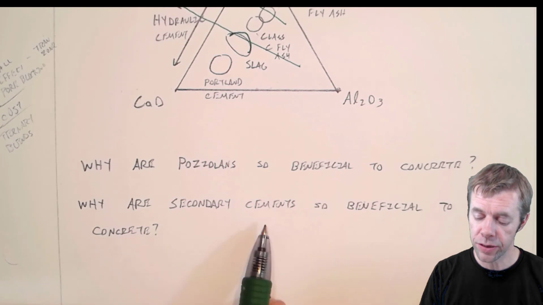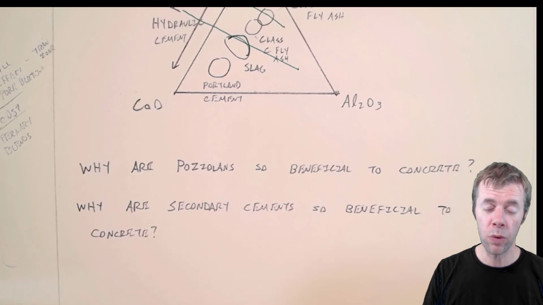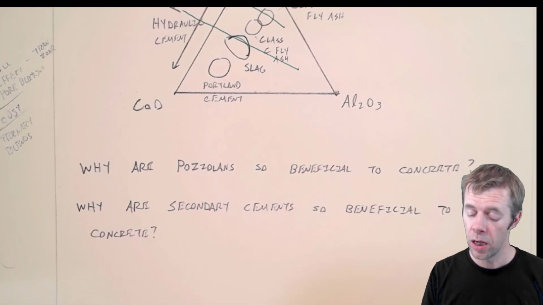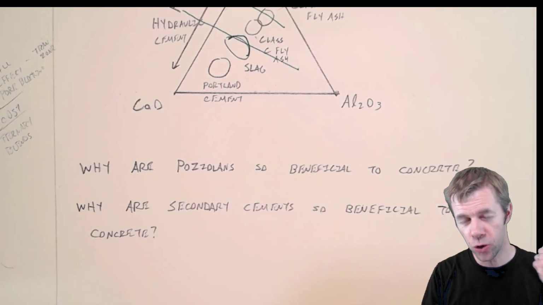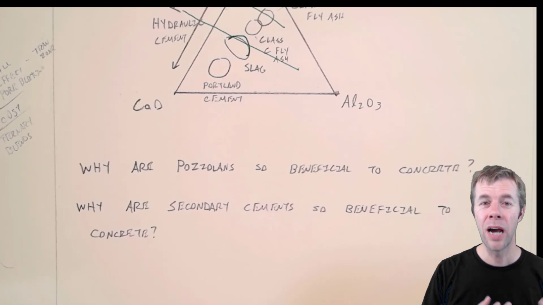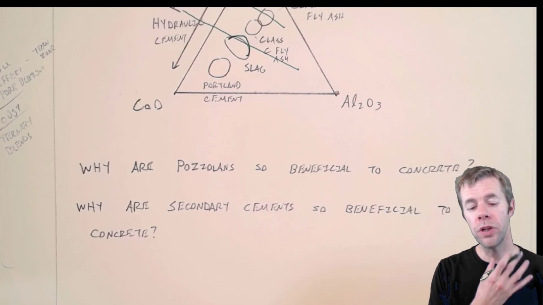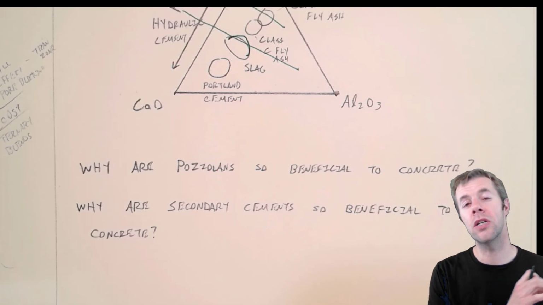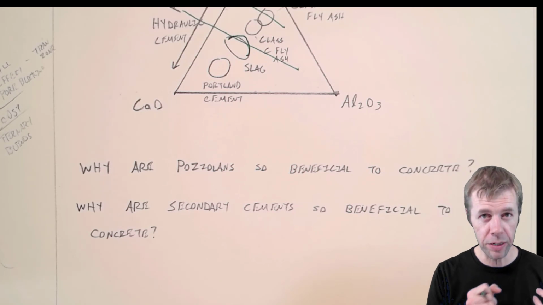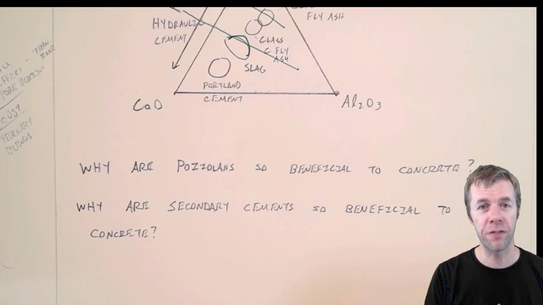So I said, why are pozzolans so beneficial to concrete? And why are secondary cements so beneficial to concrete? Well, property-wise, the pozzolans are great because they consume your calcium hydroxide, the stuff that you don't really need. I mean, I call it the human shield of concrete, right? You don't need it as much. You can lose some of it just fine, no problems, and produce more of the good stuff, CSH.